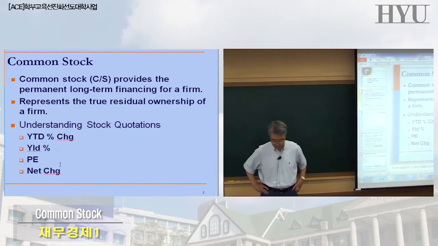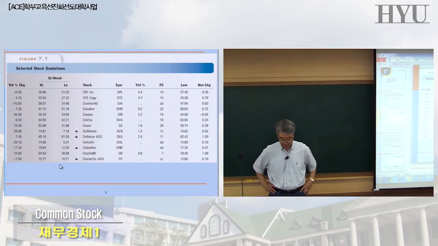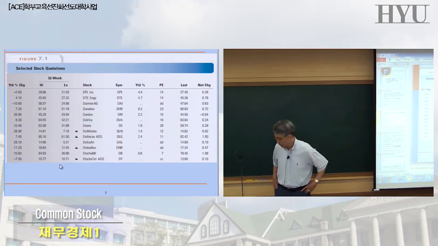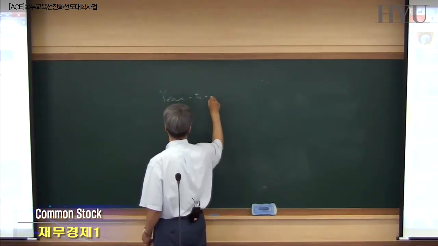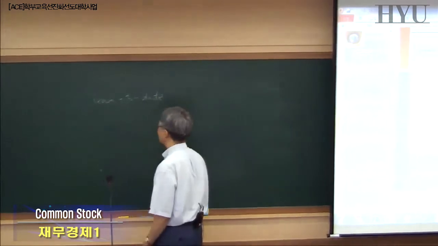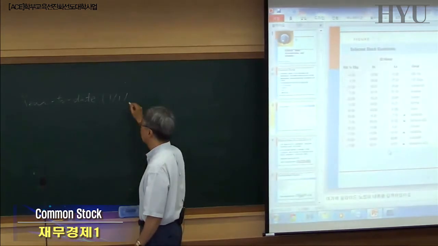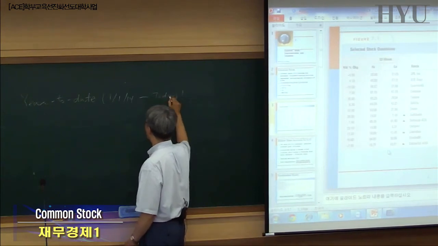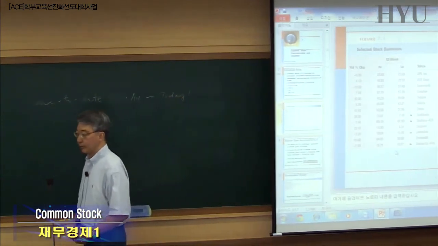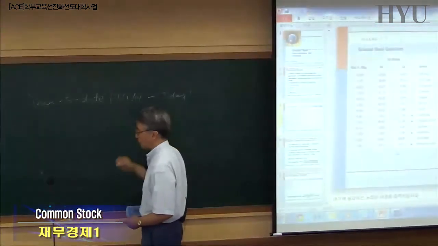Well, there are a few things that we need to understand. First of all, we're going to talk about this stock quotation table. And the first column says YTD. YTD stands for year to date, okay? Which means starting from the first day of the year, well, let's say 14th, to today. What happened to the stock price starting from the first day of the year until today, the year-to-date percentage change.